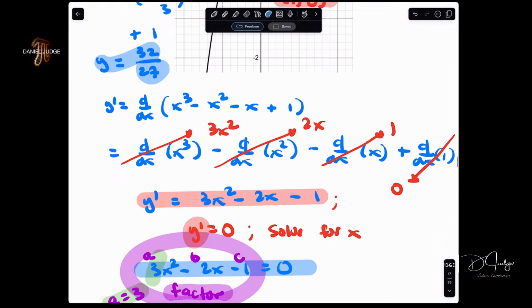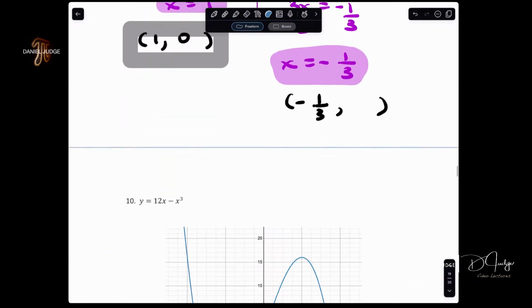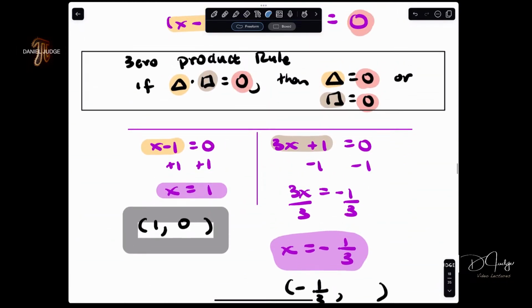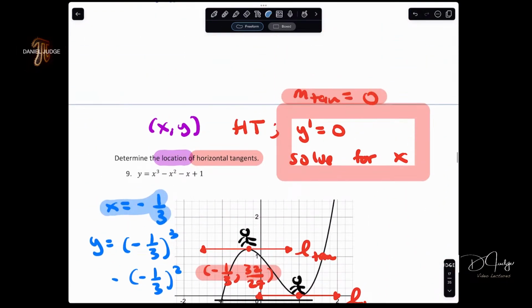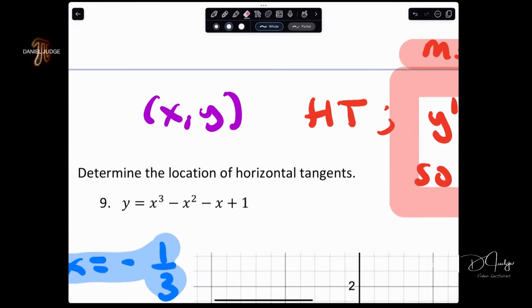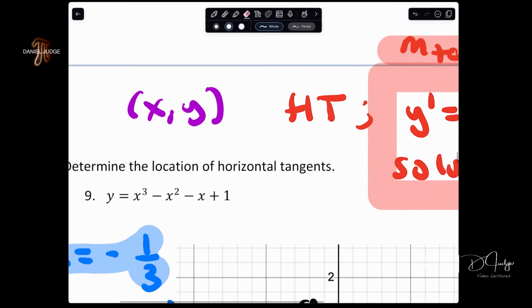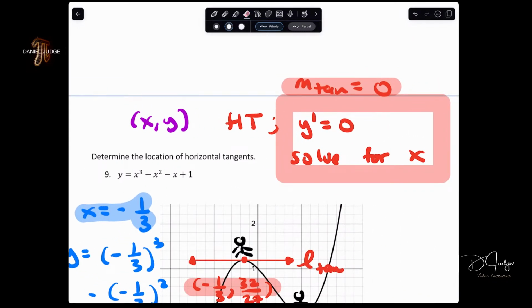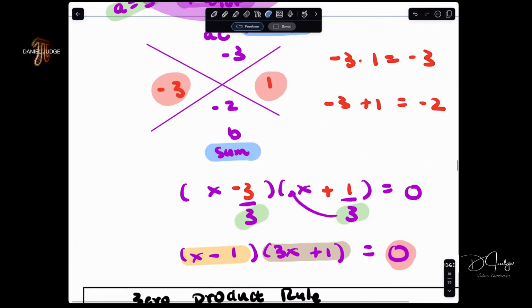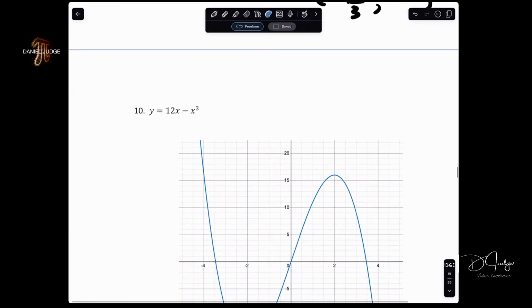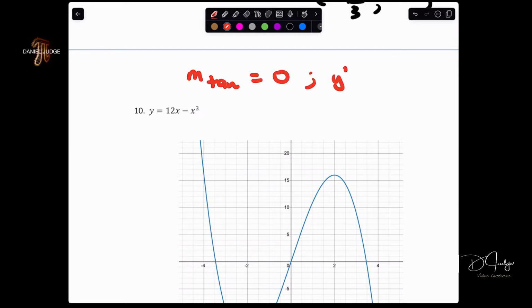Okay, so I'm going to go down to number 10. Now, number 10, starting again here at number 9, they're going to want us to determine the location of horizontal tangents for all the questions that come after 9. So now we're trying to find the horizontal tangents, which means the tangent line that you guys have again has a slope. M tangent is going to be equal to 0. So your derivative is 0 and you solve for x. So again, here, that means y prime is 0. Solve for x.